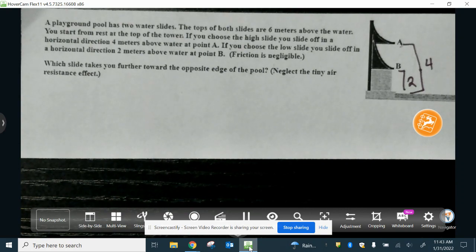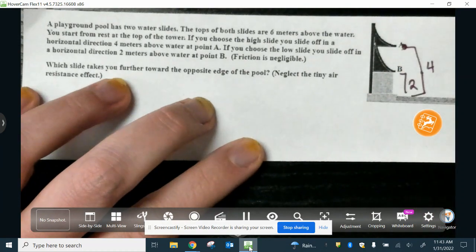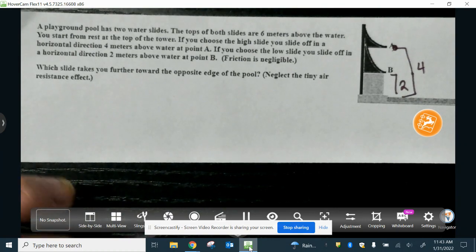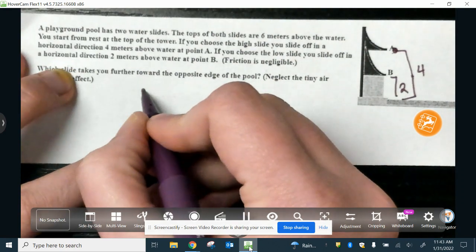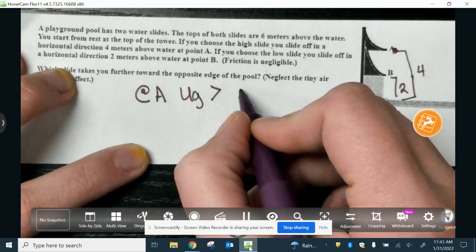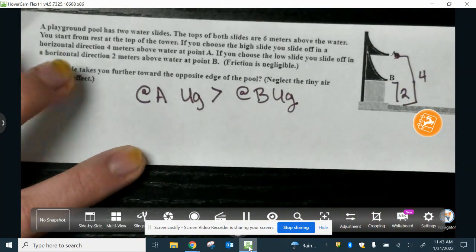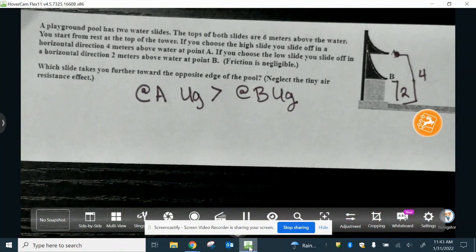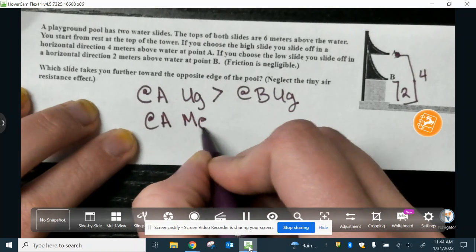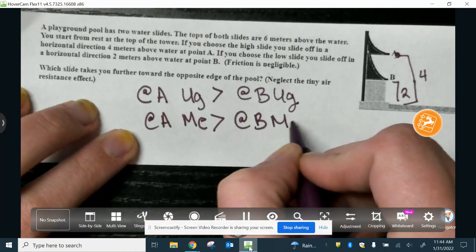All right. So if you start off here at 4 meters high, you have a greater potential energy at A, the second before you leave that slide. So at A, UG is higher than at B, UG. If at that point you were to stop right there, all of your mechanical energy is going to be potential at both those spots. So that being said, at A, your mechanical energy, and then the mechanical energy at B.